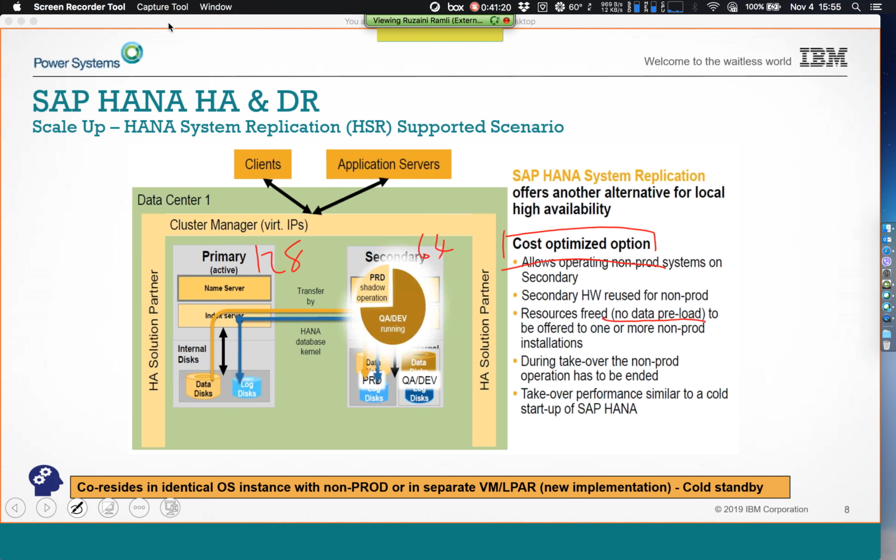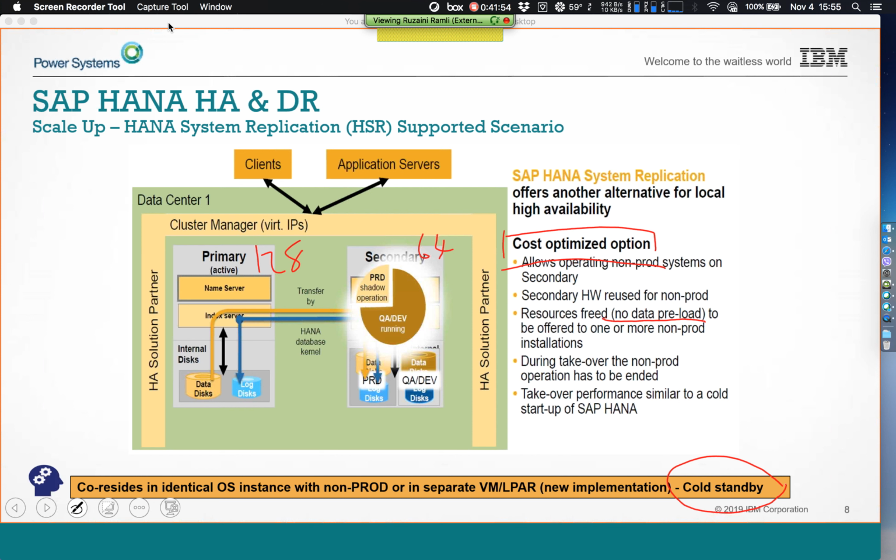Okay, because you need to preload all the data into the memory first, then check one by one. Then after everything's okay, only then can the takeover happen. Okay, so that's the advantage. So there are give and take on that. Here it is considered as a cold standby. So with cold standby, the RTO will be longer compared to the warm standby. Okay, so these are the two scenarios supported on SAP HANA system replication.